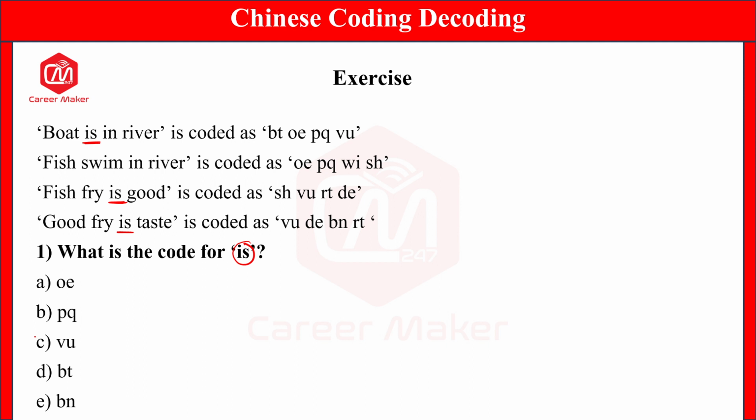So what are the common words in the first and third? I can see VU is common here in this sentence, followed by that in this one also we have VU. Actually in this we have DE also, but in this we don't have DE. Therefore we are pretty sure that whenever a word is repeated on the left side, the word VU is also repeated on the right side. Hence the answer to this question will be option C.